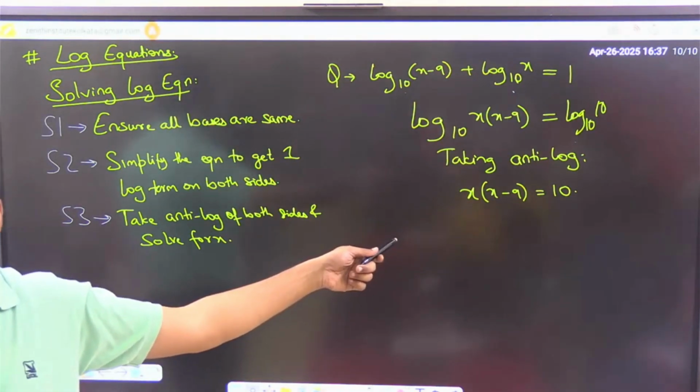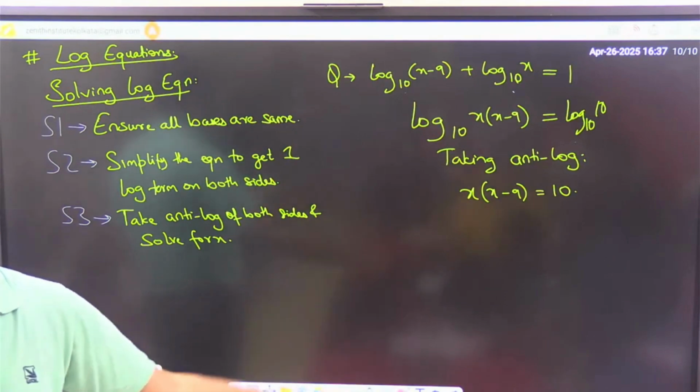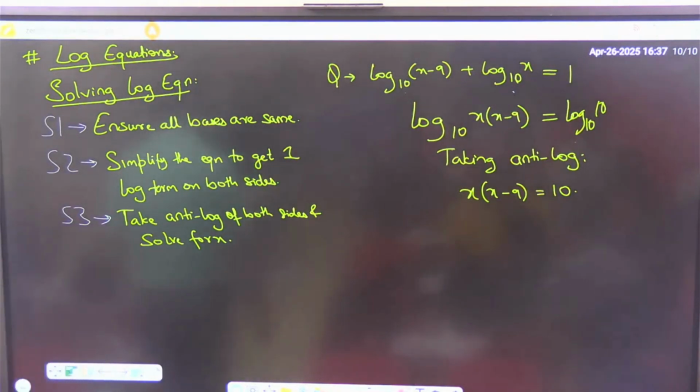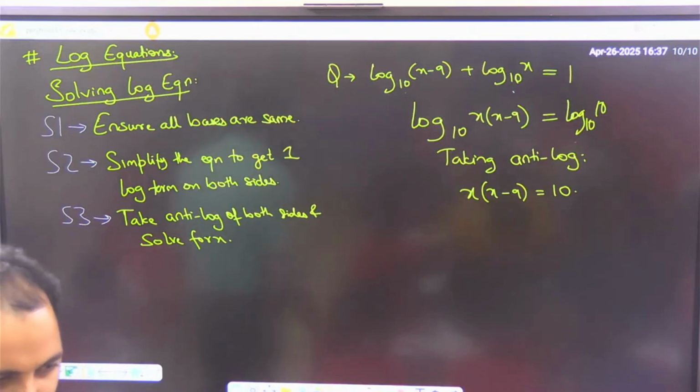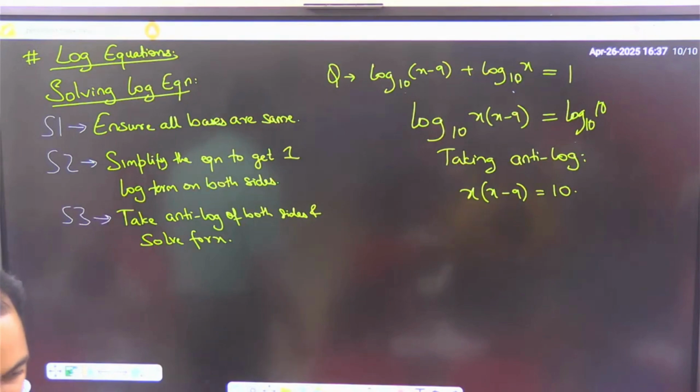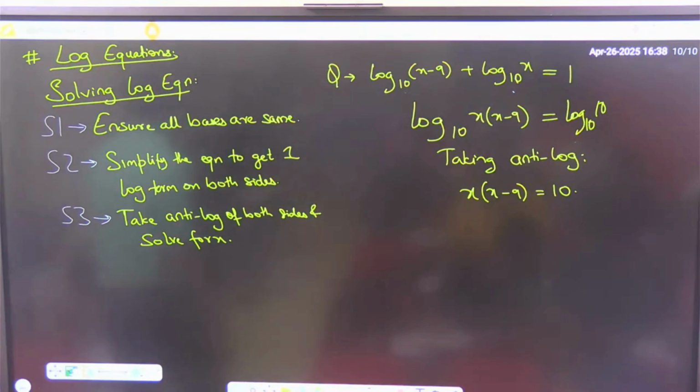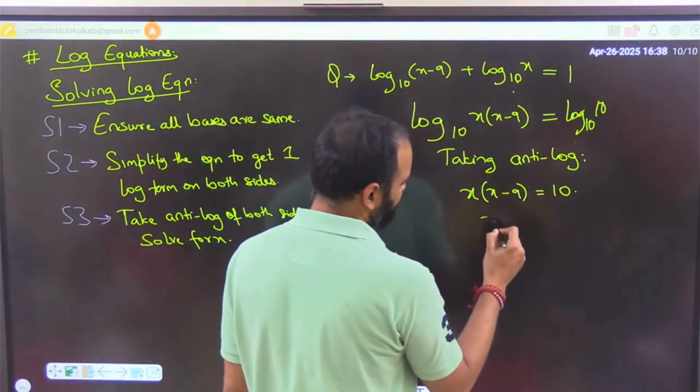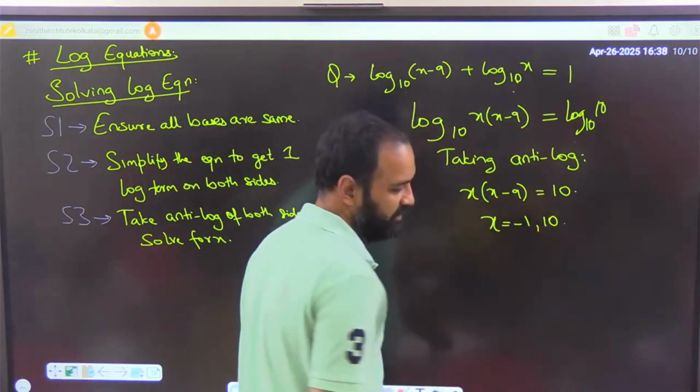Now what does this become? A quadratic. Solve the quadratic. You can do this. Solving this, you would get x is equal to -1 and 10.